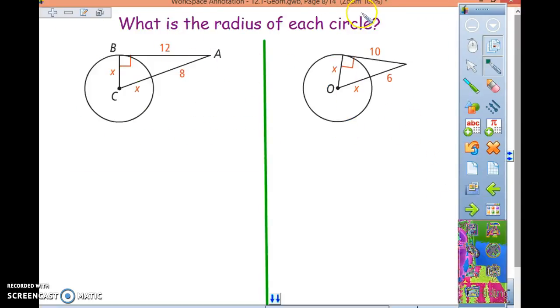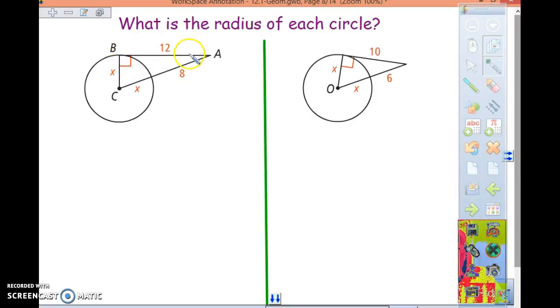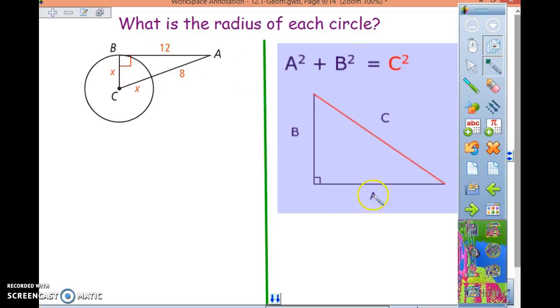So here's what the directions are going to look like. What is the radius of each circle? Well, we know this is a 90-degree angle, so if that's true, then we know that that's a point of tangency. So what we can do is set up Pythagorean theorem. So here's what Pythagorean theorem looks like. A squared plus b squared equals c squared. Remembering that c is the, you got it, hypotenuse. It is always opposite the right angle.